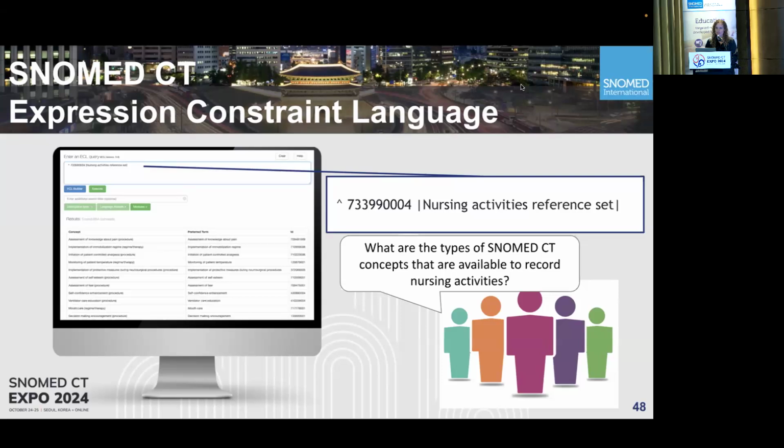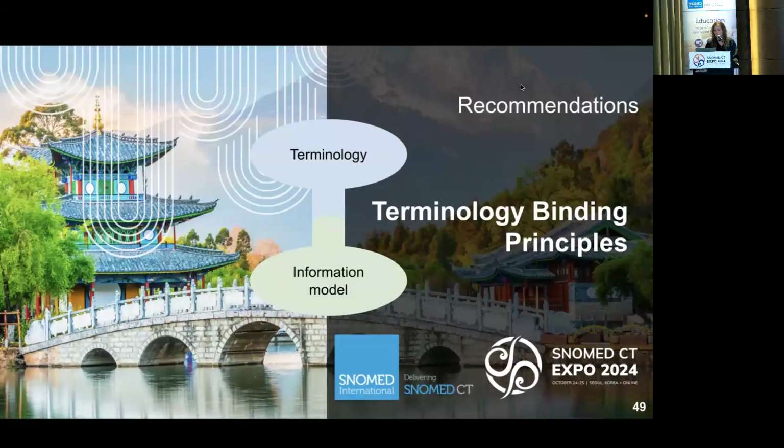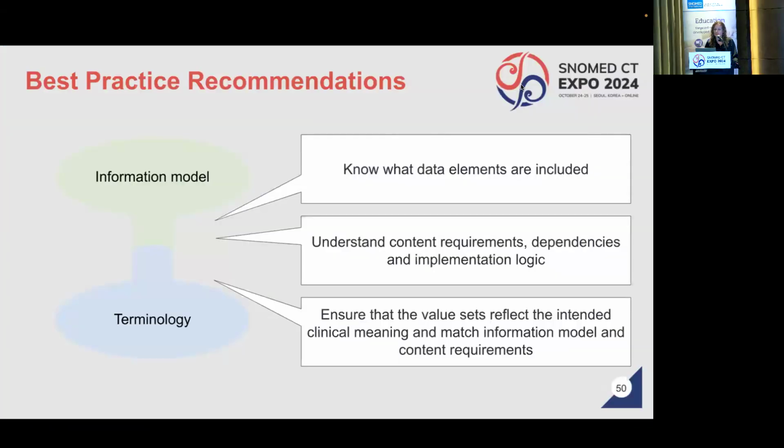Yeah, I'm not going back to the browser, but if I were, we have a nursing reference set there, and you would see that if I ran this ECL, we could find all the members of a reference set. So that is the basic principle for terminology binding: you create some good subsets, and whether you do it manually or specify your subset by a rule, it's really all about creating those good value sets. And what is a good value set? Well, that's what the next part is about.